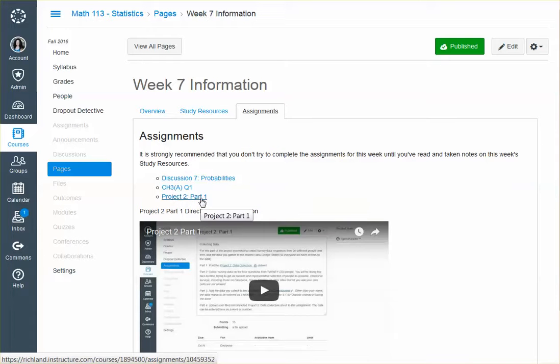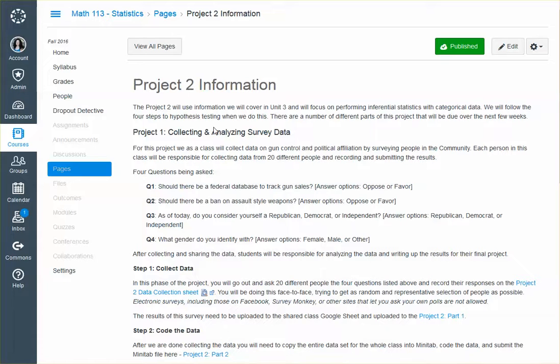Then Project 2 Part 1. So first of all, here's your Project 2 information. Project 2 will use information we cover in Unit 3. We'll focus on performing inferential statistics with categorical data. We'll follow the 4 steps to hypothesis testing when doing this, and there are a number of different parts that will be due. So the first one is Project 1, collecting and analyzing survey data.